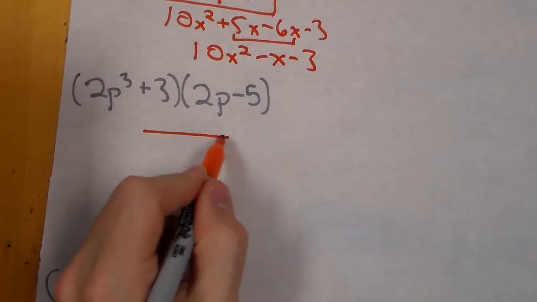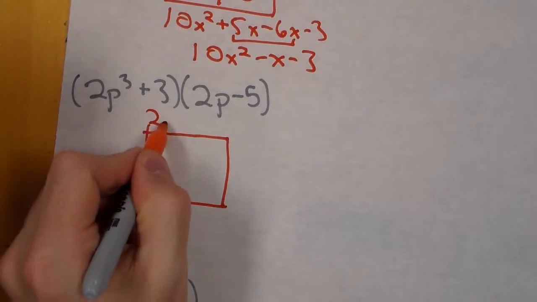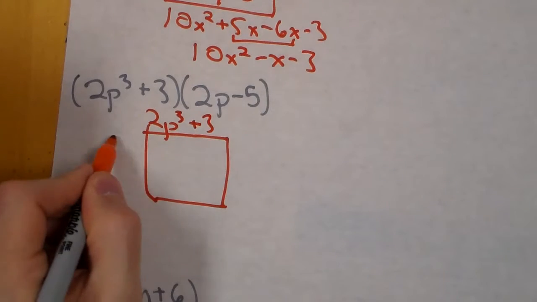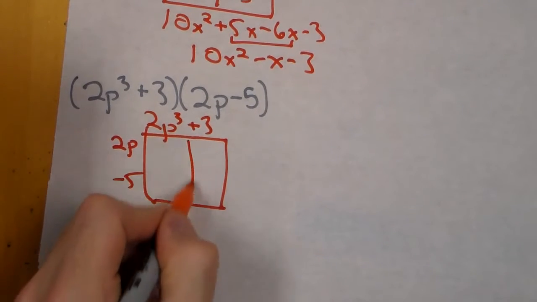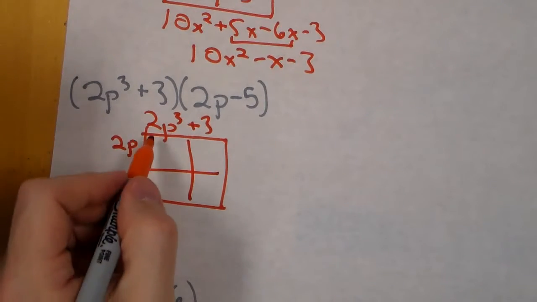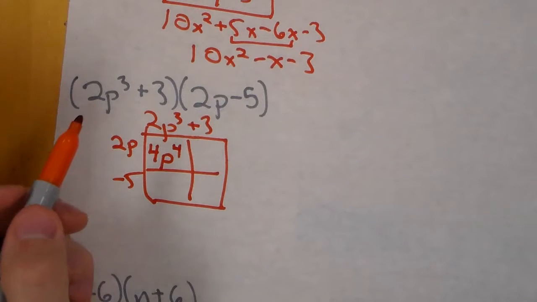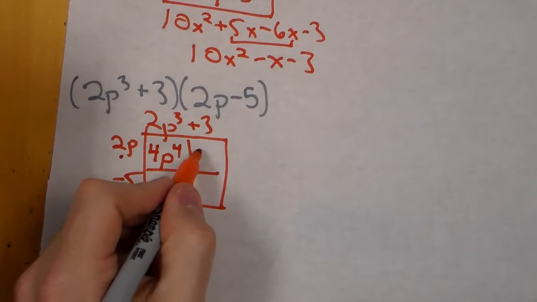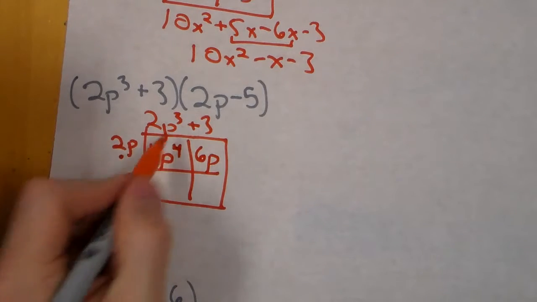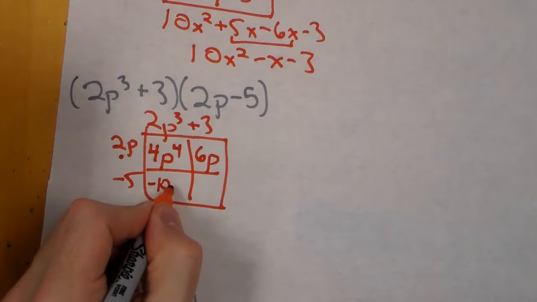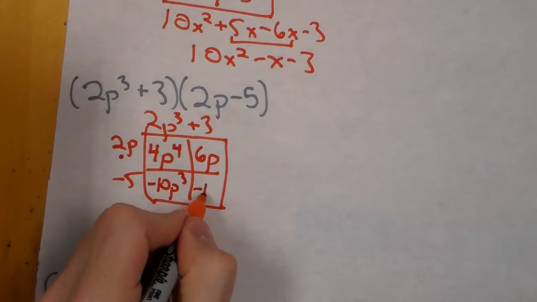So what if we then had something like 2p to the third plus 3 and 2p minus 5? Our first term is 2p times p to the third, which is going to be 4p to the fourth. Pay attention to your exponents. 2p and 3 is 6p. 2p cubed and negative 5 is negative 10p to the third, and then negative 15.